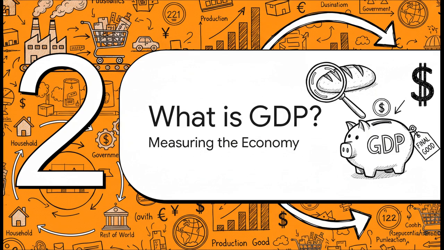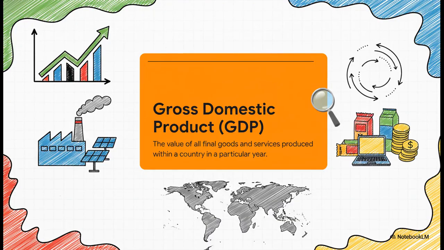And this simple rule is the foundation for the biggest term in economics, GDP. All right, get your notebooks ready. Here is the formal definition. Gross domestic product, or GDP, is the value of all final goods and services produced within a country during a particular year. Each part of that definition is important. In simple terms, GDP tells us how big a country's economy is.